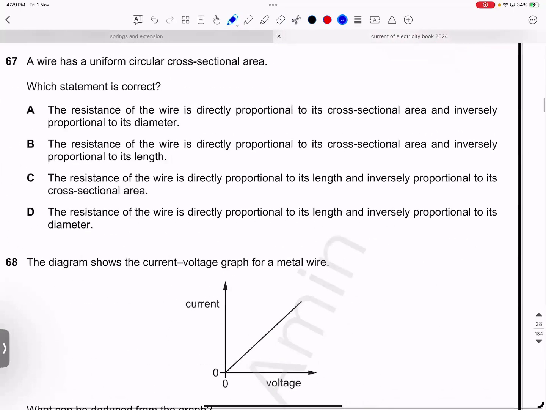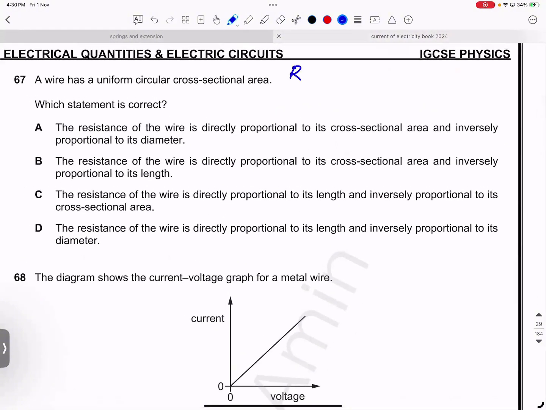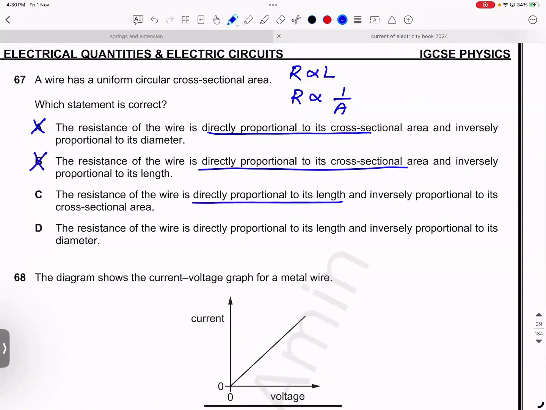Question number 67. A uniform wire of circular cross-sectional area. Which statement is correct? This is about wires. Resistance is directly proportional to length. Resistance is inversely proportional to cross-section area. So, resistance is directly proportional to cross-section area? No. Resistance directly proportional to length? Yes. Inversely proportional to cross-section area? Yes. Option is C.